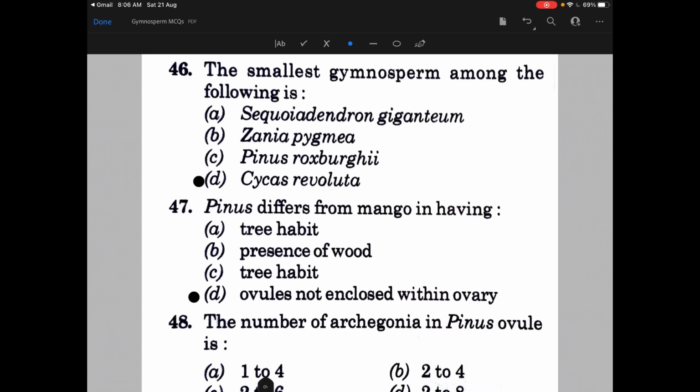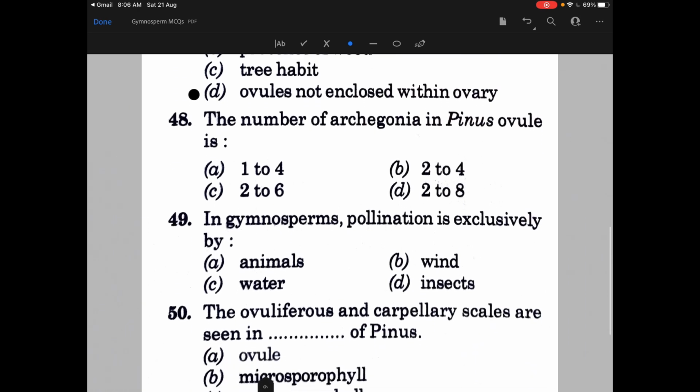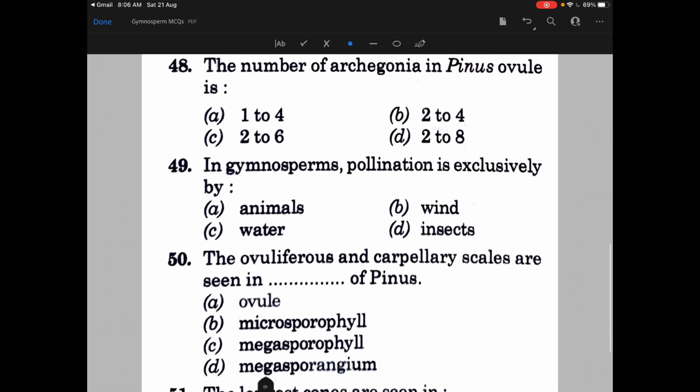Remember, that is the only cause for which gymnosperms do not have a fruit. They have directly the seeds. Okay, then the number of archegonia in Pinus ovule is dash, and the answer is D, that is 2 to 8. Next, in gymnosperm pollination is exclusively by dash, the answer is B, that is wind.